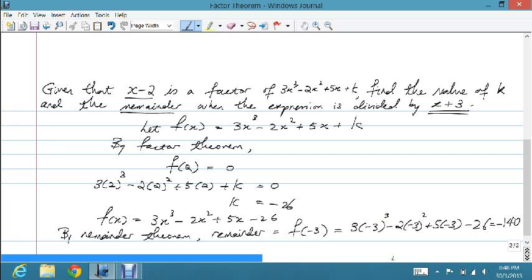So with the factor theorem and the remainder theorem, we can solve polynomial problems involving quotients, remainders, and divisors.